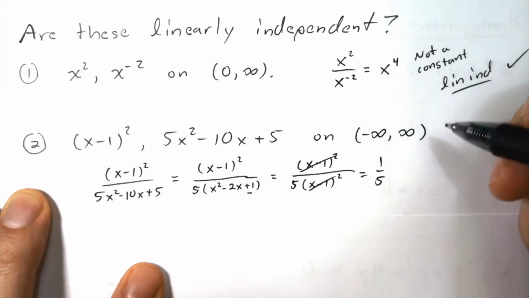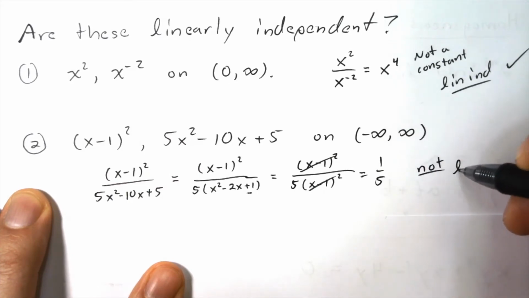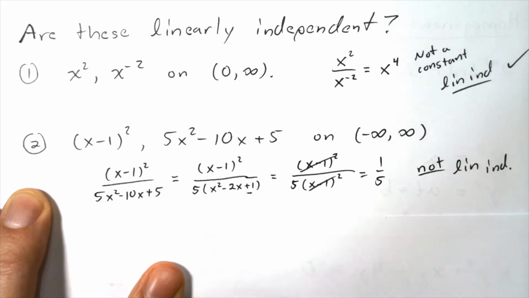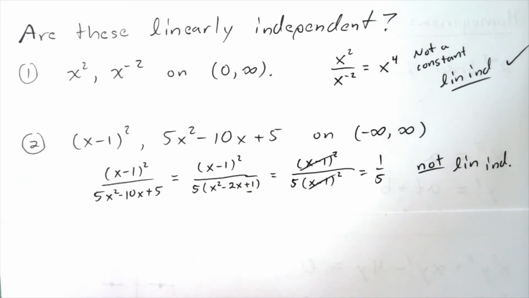So these are linearly independent. These are not linearly independent. Not linearly independent. One is a constant multiple of the other one. Okay? So that's a check for linear independence.